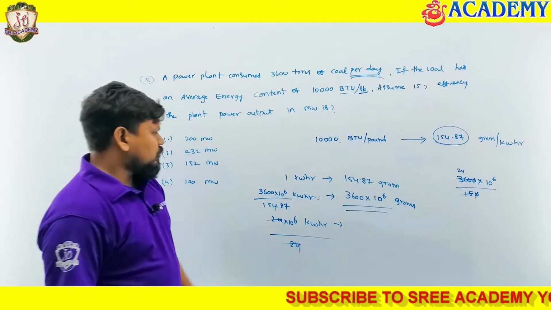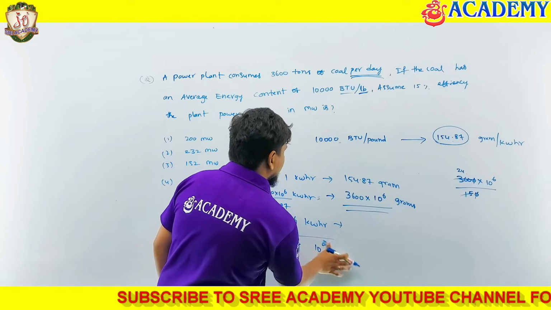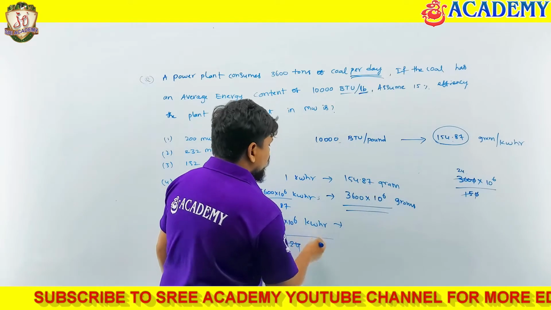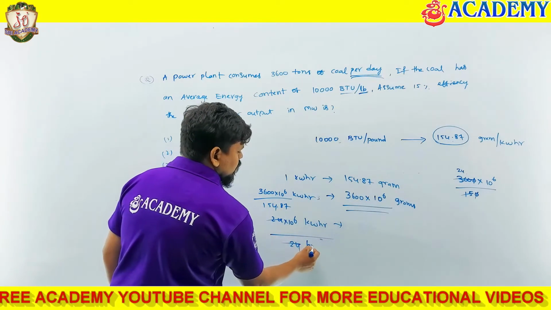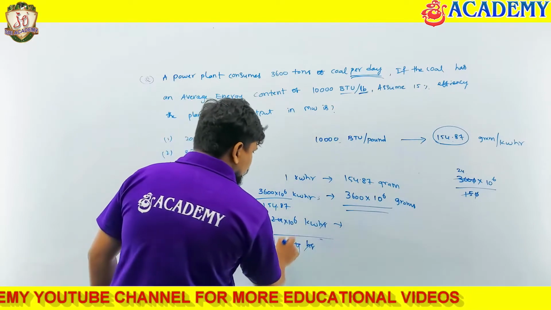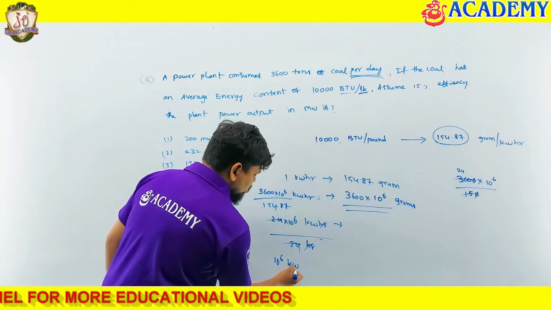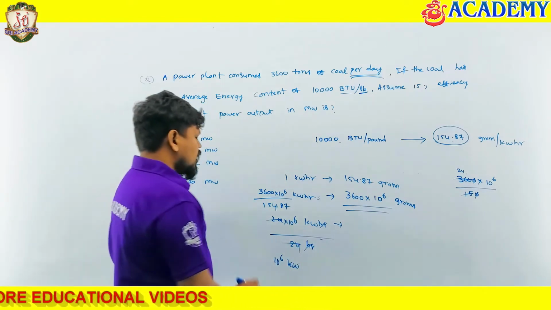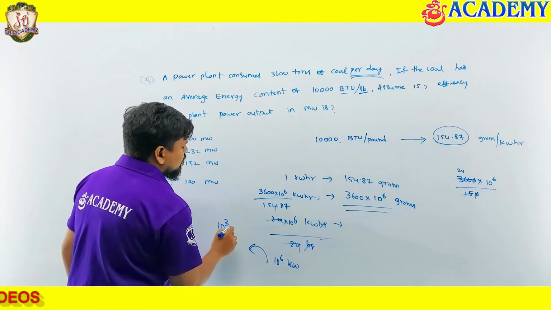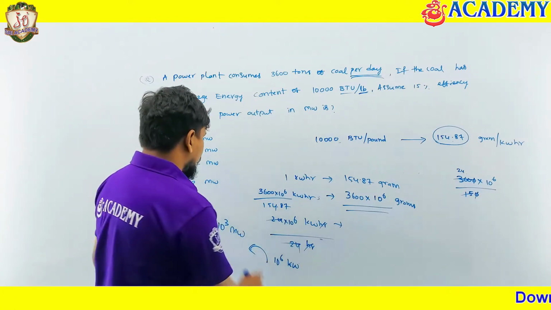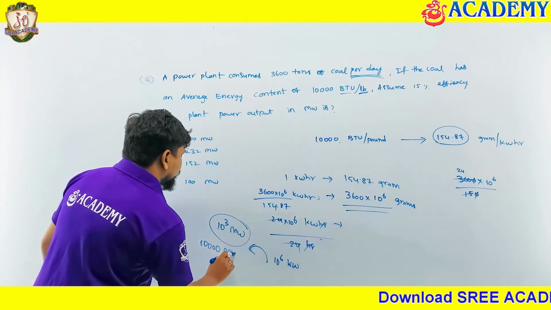It is in terms of 10 power 6 kilowatt hour. Since we are dividing by 24 hours, the hour will be cancelled, so you will get 10 power 6 kilowatts. So this much power will be produced. In terms of megawatt, 10 power 6 kilowatt means 10 power 3 megawatt, because mega means 10 power 3. If you simplify, you will get 10,000 megawatt.